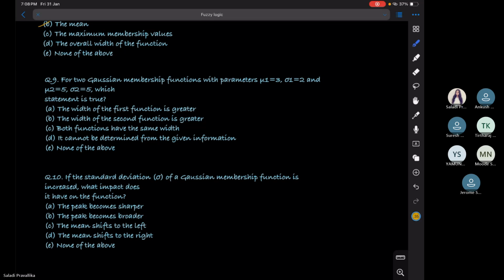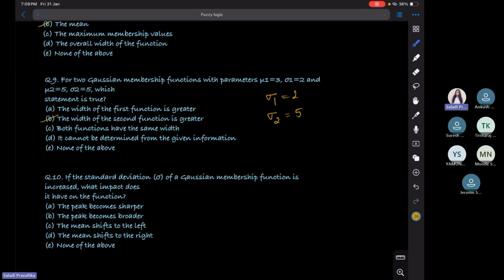For the first Gaussian membership function, the standard deviation is 2, and for the second, it is equal to 5. Whichever standard deviation is greater will have a greater width, right? So the width of the second function is greater because it has a higher standard deviation compared to the first one.